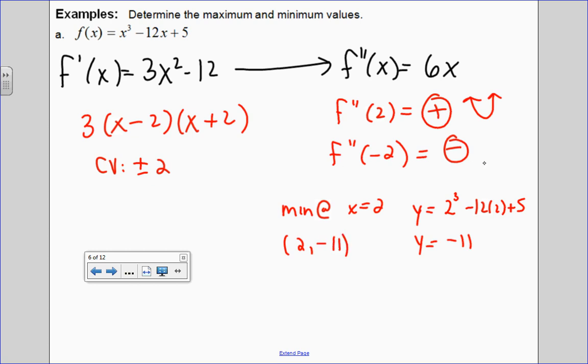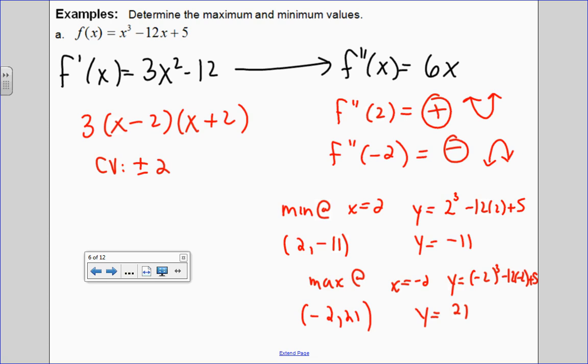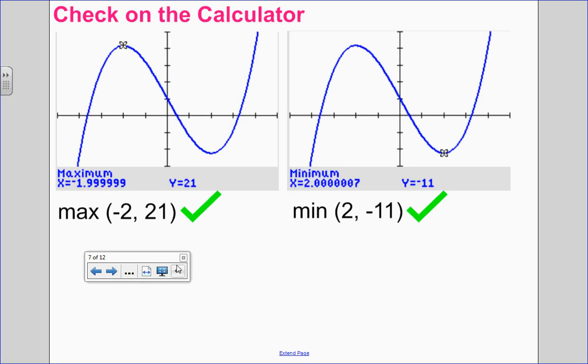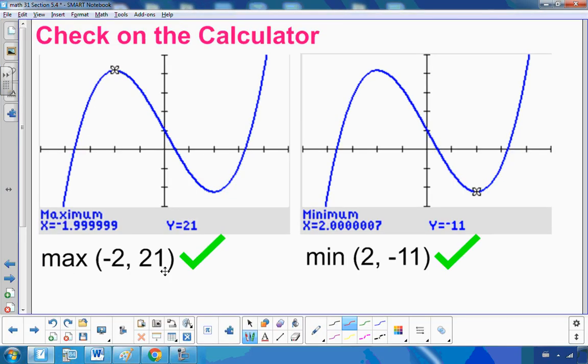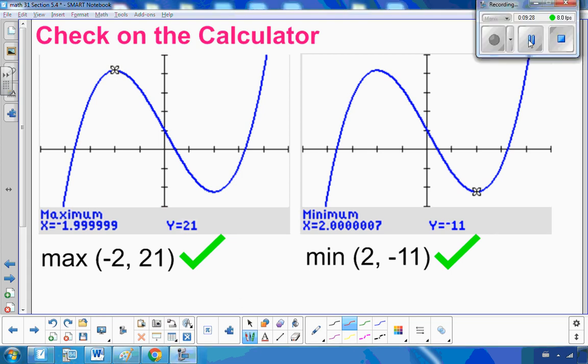For the second derivative at negative 2, that's concave down because it's negative. So that means I'll have a maximum at x equal to negative 2. So y equals negative 2 cubed minus 12 times negative 2 plus 5. That y value is 21. So I will have a maximum point at negative 2 and 21. I always like to put those into my calculator just to check to see if I've done it right. And you can see on my calculator I have a max at negative 2 and 21 and a min at 2 and negative 11. So I know I did that correctly.